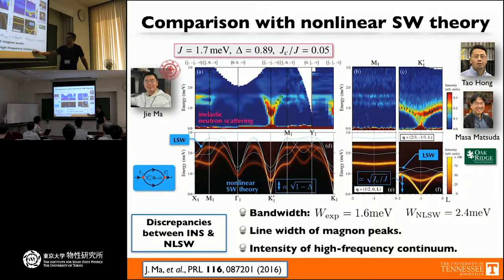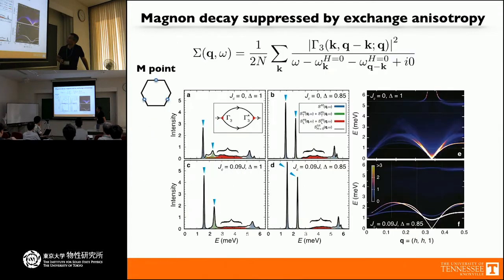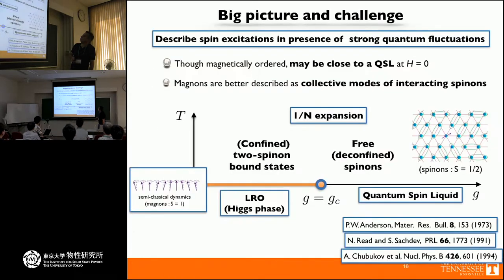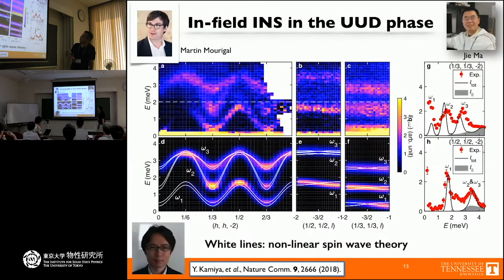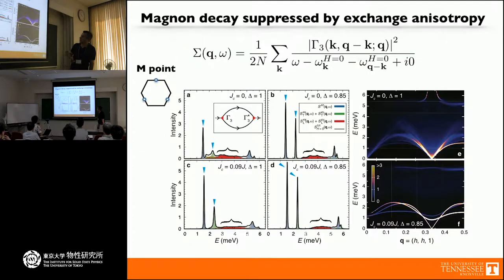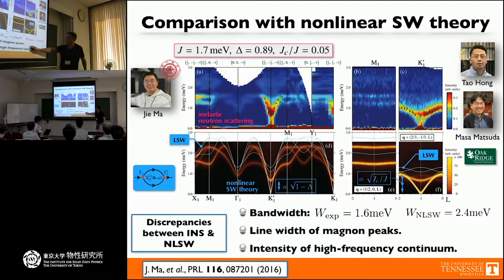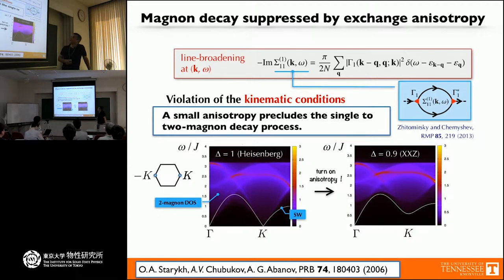So there is a beautiful experiment of Tanaka that was actually described in the presentation by Yoshi yesterday, where they show clearly that there is a very, very high intensity in the high frequency continuum that is actually bigger than the intensity under the magnon peaks. So that is something that cannot be explained with the nonlinear spin wave theory, and that really triggered our interest.